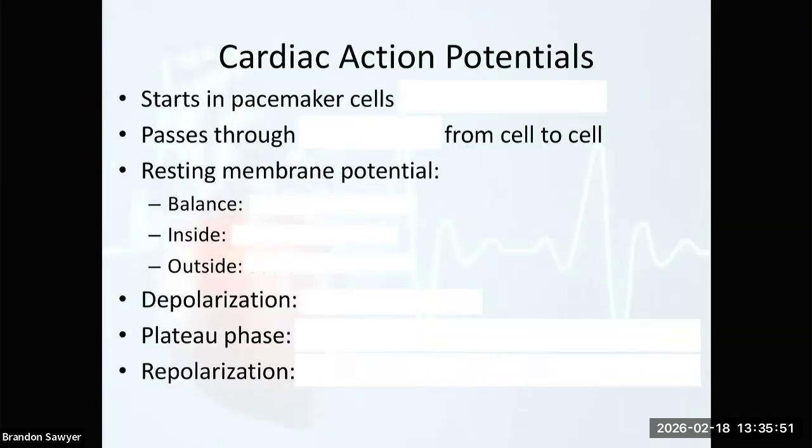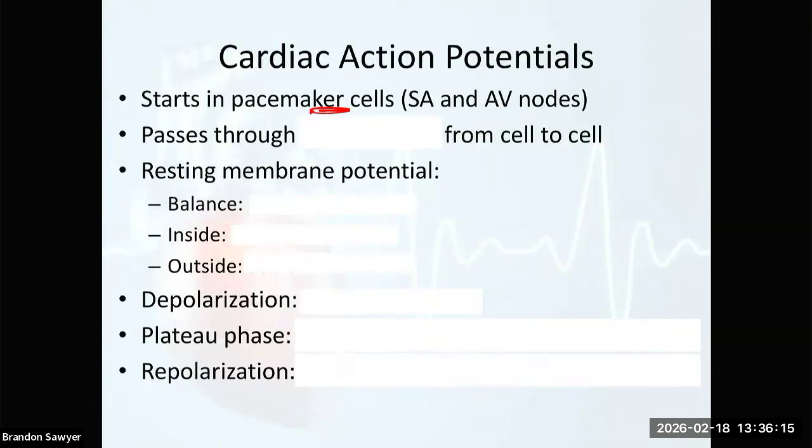Okay, so then what about cardiac action potentials? One of the things that's different about them is that they start in what are called pacemaker cells. Pacemaker cells are specialized cardiac muscle cells that are found in the sinoatrial node, or the SA node, and then the atrioventricular node, or the AV node. These are cells that depolarize on their own.